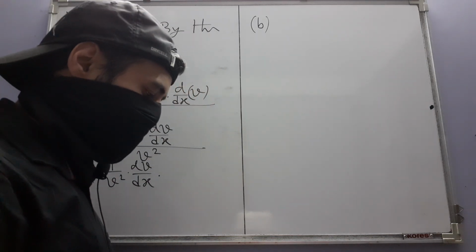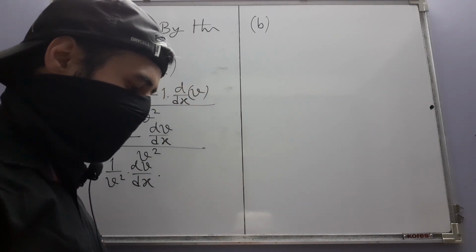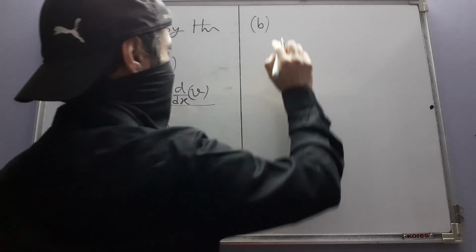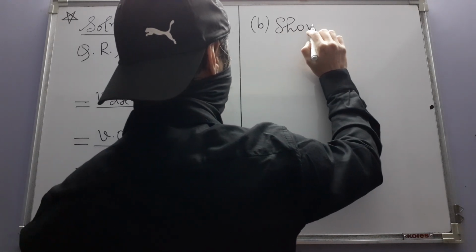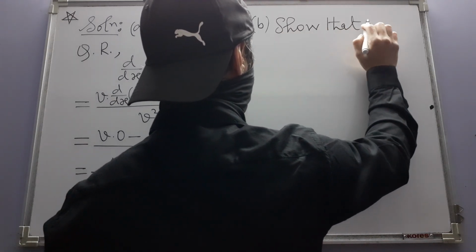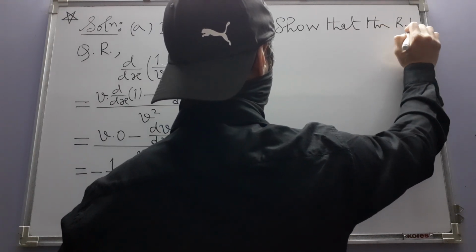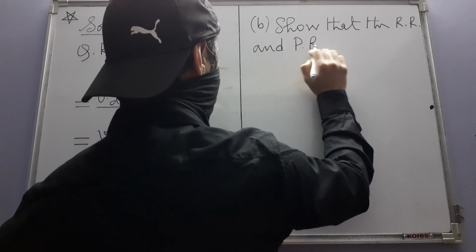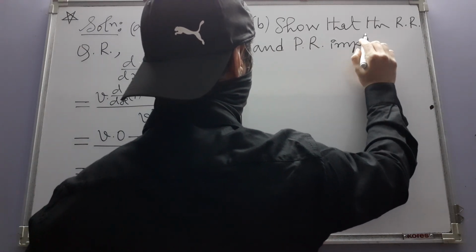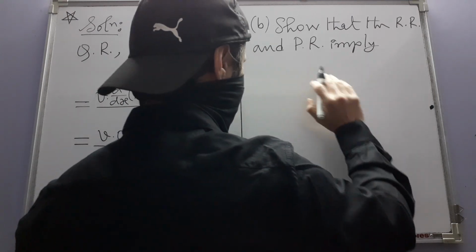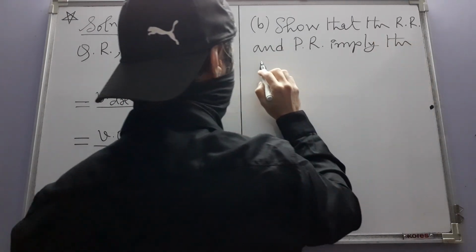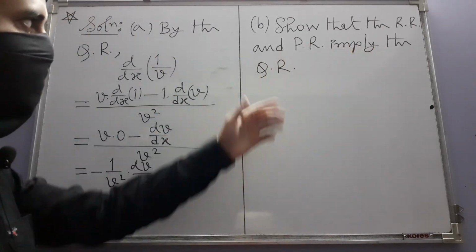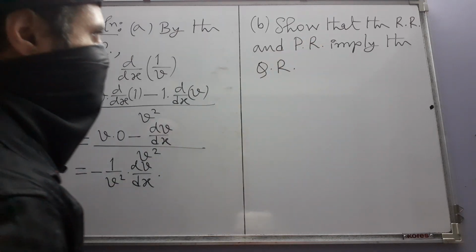Part B asks us to show that the reciprocal rule and the product rule together imply the quotient rule. Show that the reciprocal rule and the product rule together imply, that's understood, the quotient rule. I'm not caring so much about grammar, okay, just what it means, that's what matters.